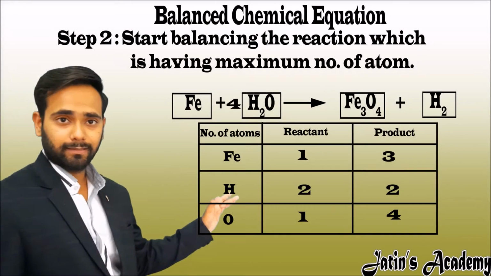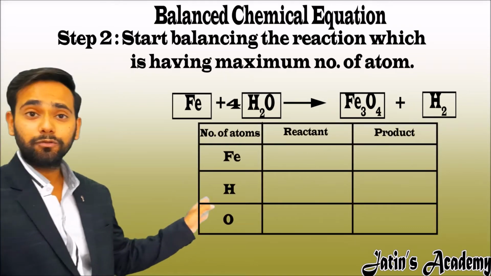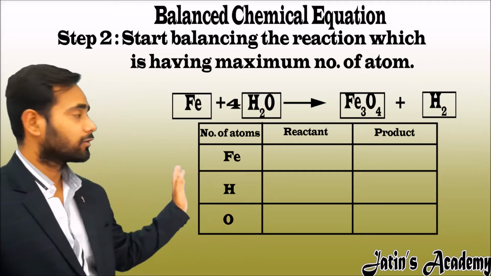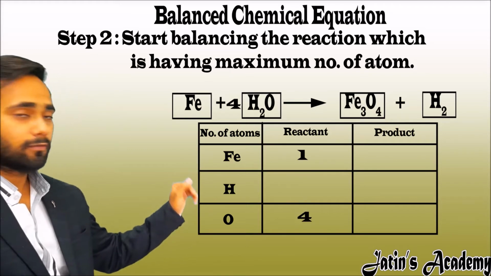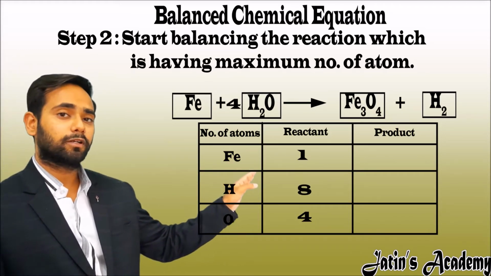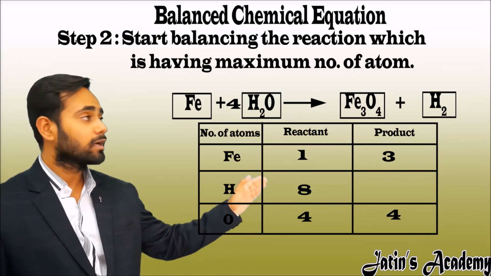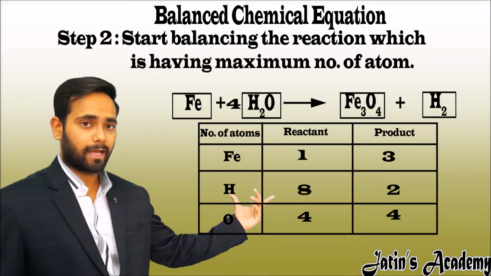Now start balancing. First of all, make another box and count the new number of atoms you get after multiplying by 4. Here on the reactant side, iron is 1 atom, oxygen is 4 atoms, hydrogen is 8 atoms. On the product side, iron is 3 atoms, oxygen is 4 atoms and hydrogen is 2 atoms. Now oxygen is balanced.